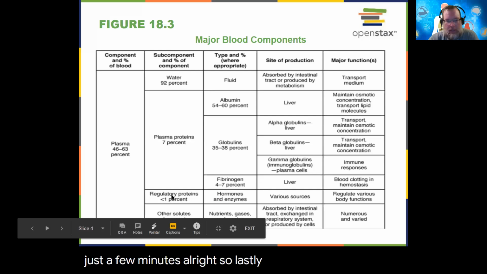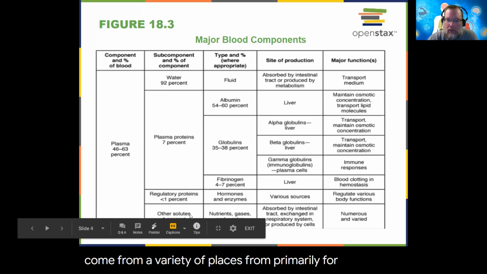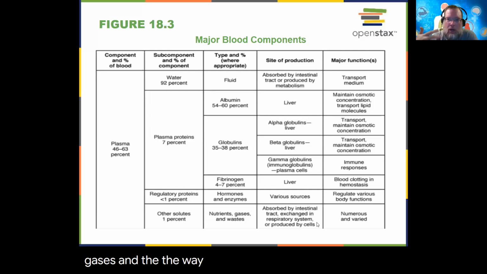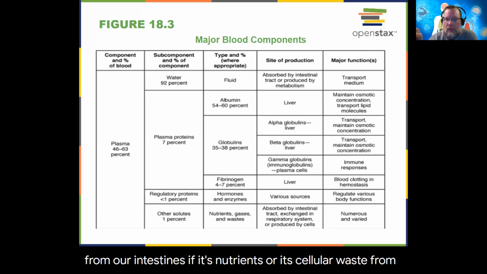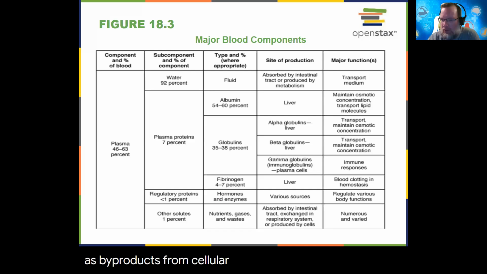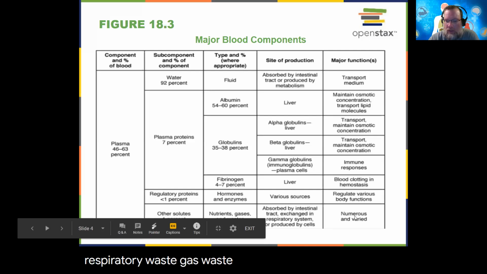Lastly, we've got some hormones and enzymes in our plasma, and those come from a variety of places, primarily for regulating different body functions. And then, of course, the nutrients, the gases, and the waste products. That's all either absorbed from our intestines if it's nutrients, or it's cellular waste, byproducts from cellular metabolism. There's also respiratory waste, gas waste as well, carbon dioxide, something called carbonic acid, carbonic anhydrase.